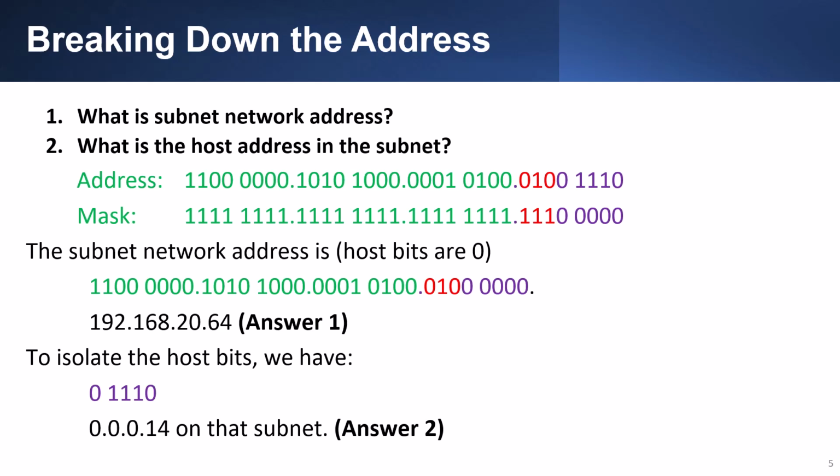The IP address and subnet mask converted to binary is shown on the screen. The subnet network address is where the host bits are set to 0, which is equal to 192.168.20.64, which is answer 1. To isolate the host bits, we have 0.1110, which is equivalent to 0.0.0.14 on that subnet, which is answer 2.